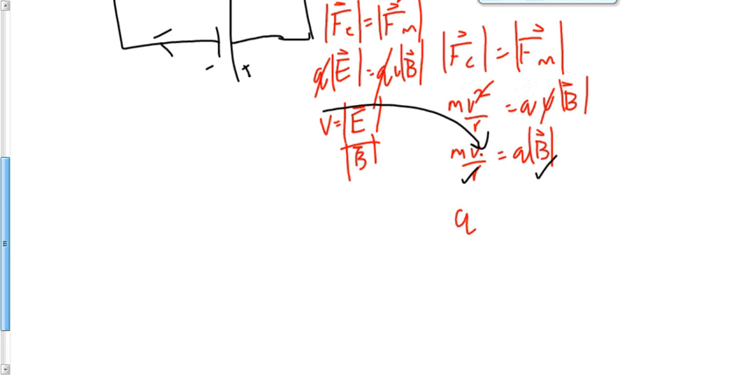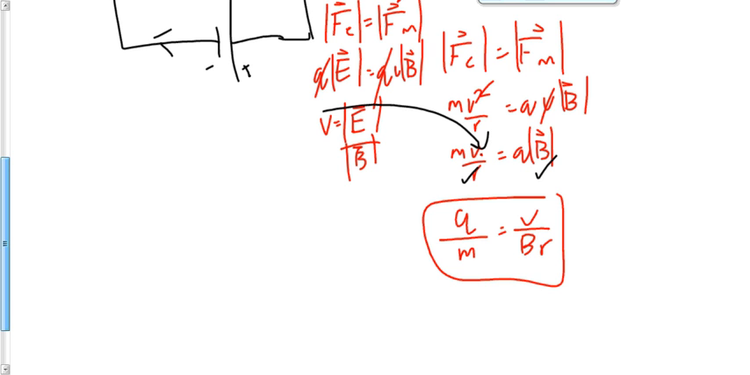So he takes this equation and rearranges it. M goes down by dividing, B goes down by dividing. The ratio of Q to M is V over B times R. And he calculates that knowing the value of V from the velocity selector, knowing the value of B and R from the main chamber. And when he does that, he gets a value that's about 1.76 times 10 to the 11 coulombs per kilogram. You don't need to memorize that number, by the way.